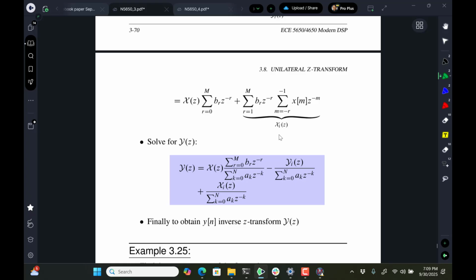Most of the time we don't have initial states, so this is the same. This piece and that piece are the same for the two-sided z transform, but when you go to the one-sided, then these two terms get added in to represent the non-zero initial conditions. And I'm going to show one or two examples.